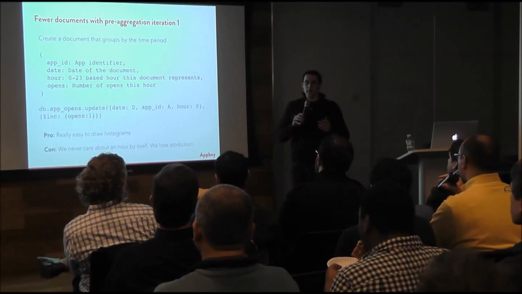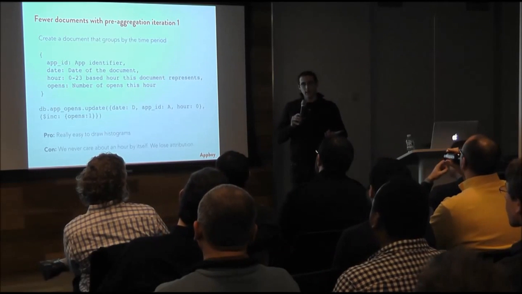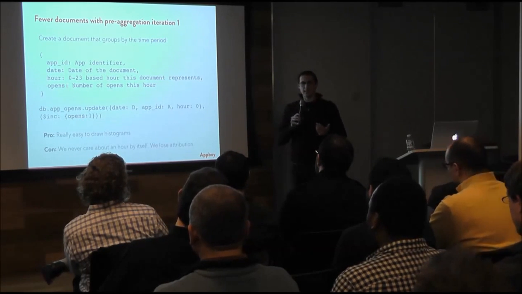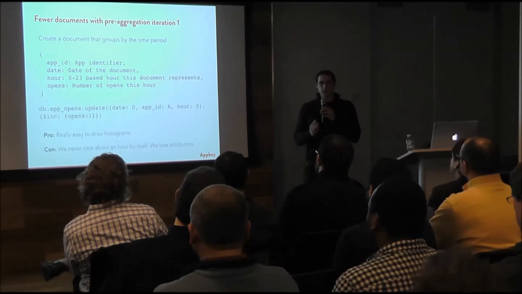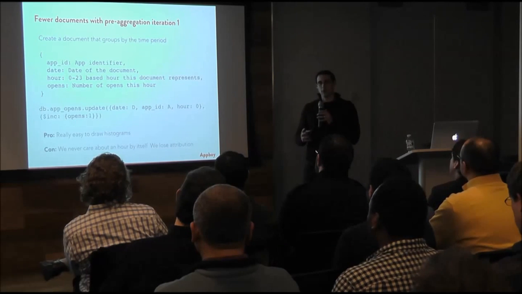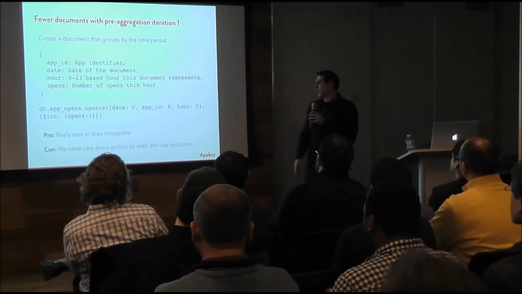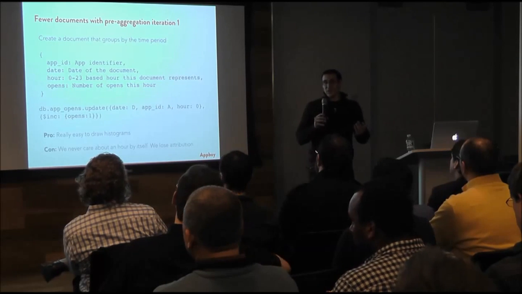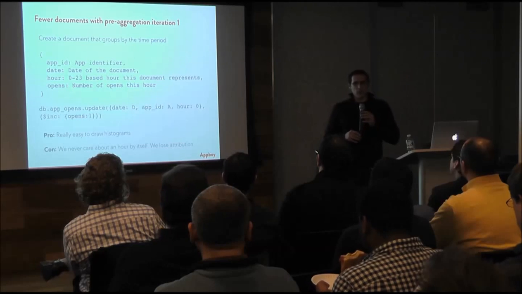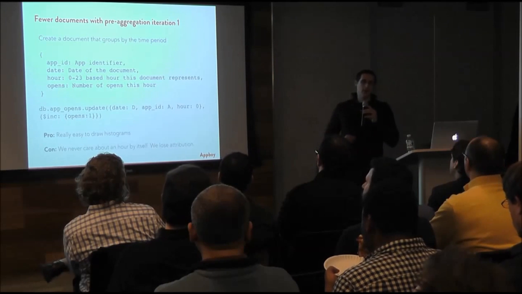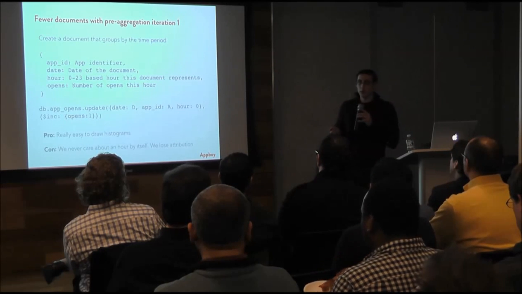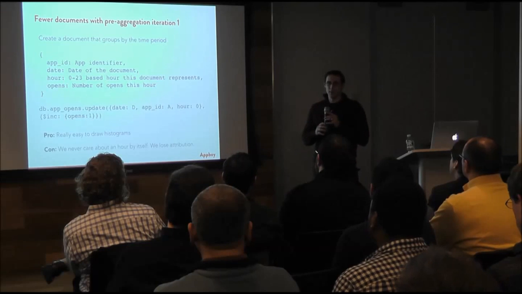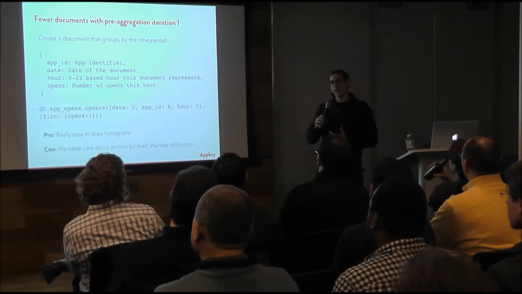So what happens is you end up having about 24 documents per day. And it's really easy to then take these documents and draw a histogram because each document is already pre-aggregated for you. So the pro is super simple. The con, though, is that if we store a document by hour, we don't really care about it by hour, then Mongo's data modeling principles would say that this should probably be something that's embedded.